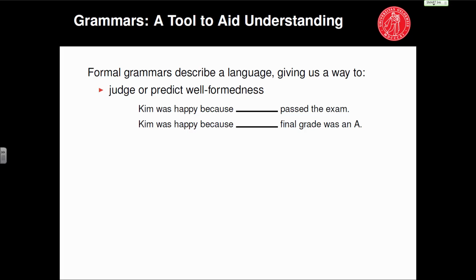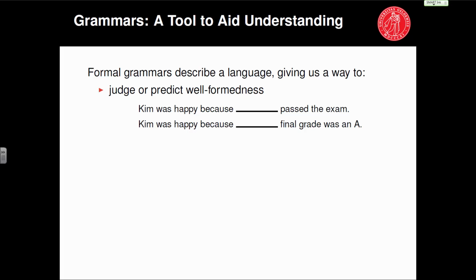So we'll motivate, we'll put to use formal grammars as a tool to aid understanding of natural language and to bring home the intuition and realization of the importance of formal grammar. Here are some tasks that formal grammar allows us to solve. For example, to judge or predict whether or not something is well-formed, whether it obeys the rules of the language. That's effectively grammar checking.